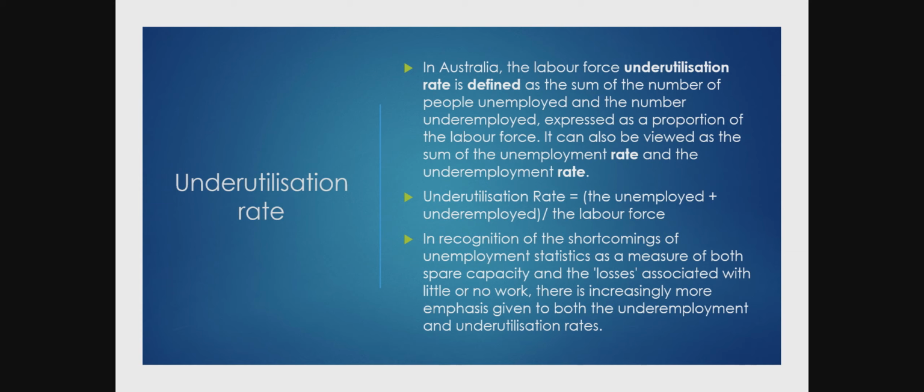So in Australia, the labour force underutilisation rate is defined as the sum of the number of people unemployed and the number of people underemployed, expressed as a proportion of the labour force. It can also be viewed as the sum of the unemployment rate and the underemployment rate. So this is the formula here. The unemployed plus the underemployed divided by the labour force, times it by 100.